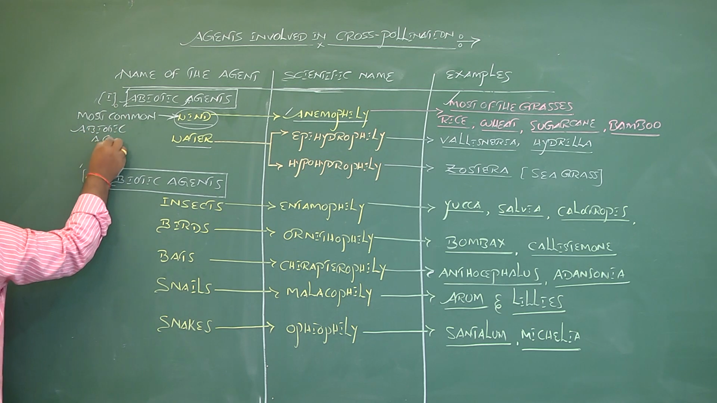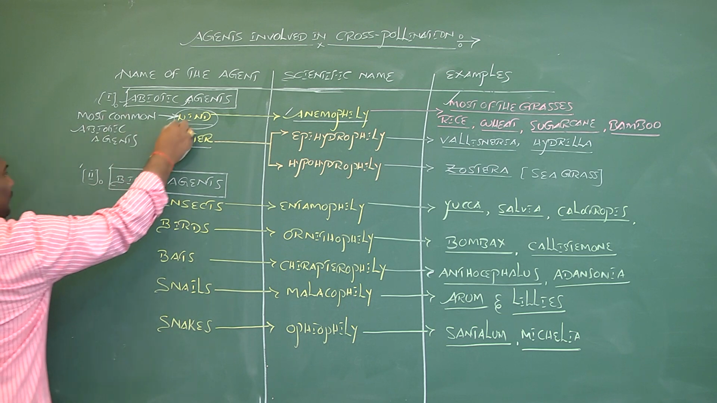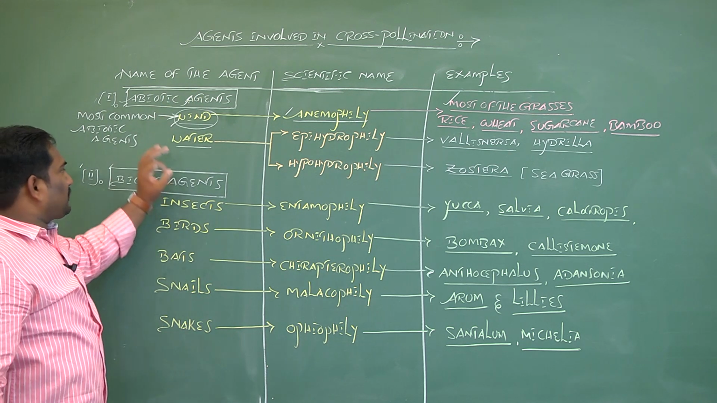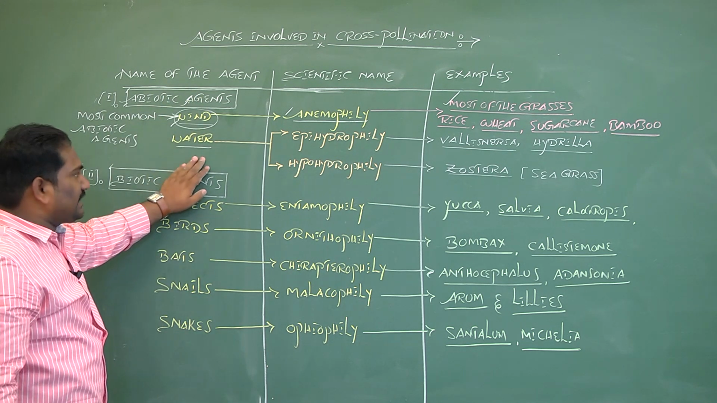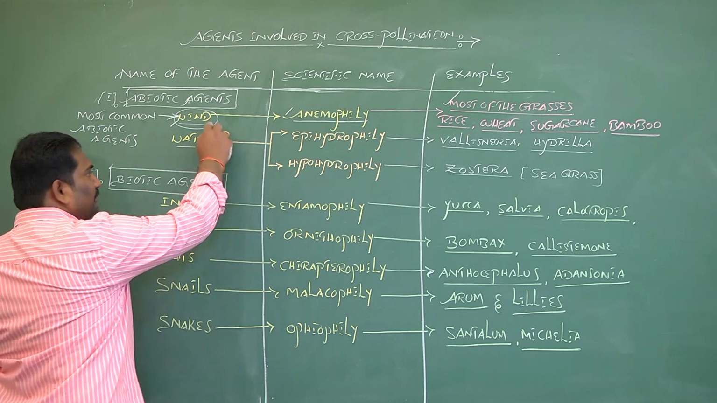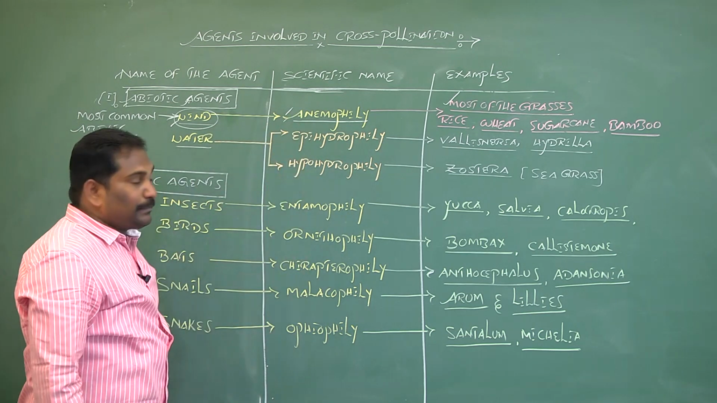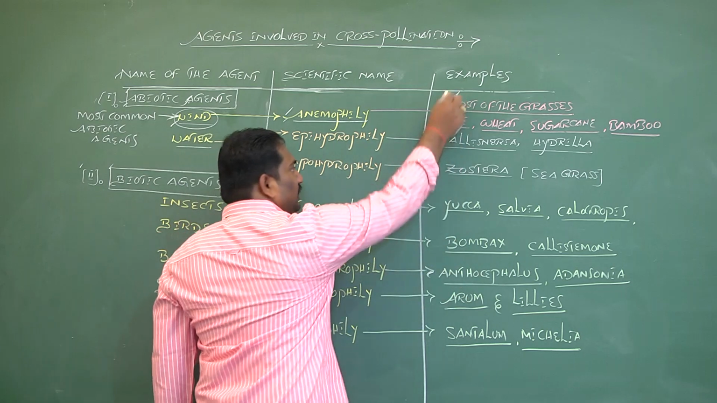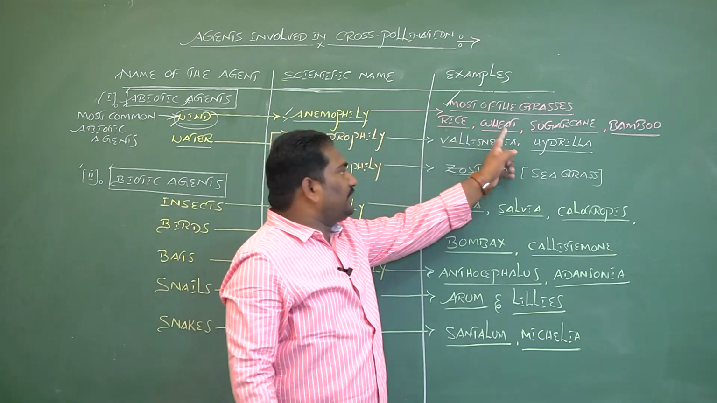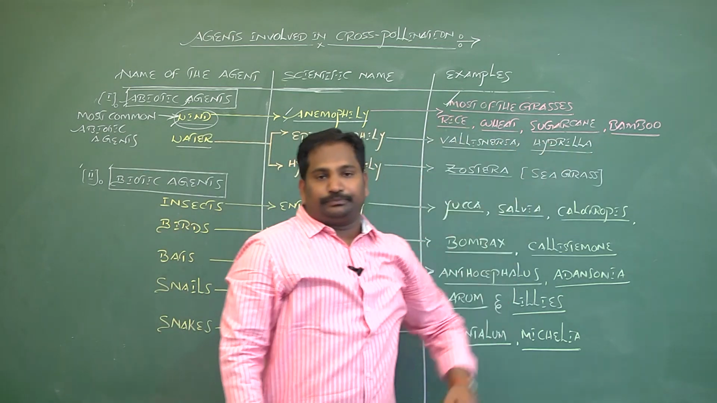wind among abiotic agents. Wind is the most common amongst abiotic agents. Cross-pollination by wind is called anemophily, and anemophily is most common in grasses. Example, rice, wheat, sugarcane, bamboo.